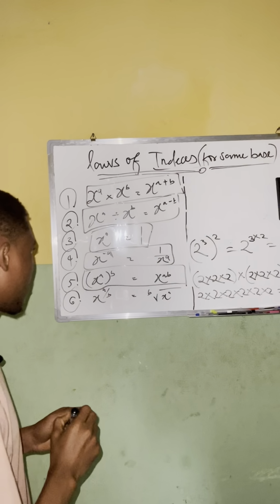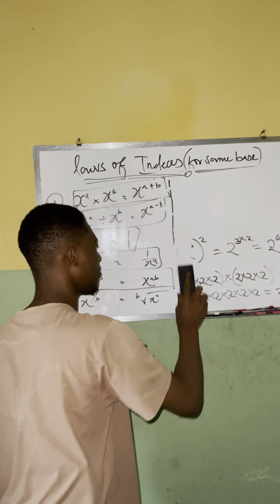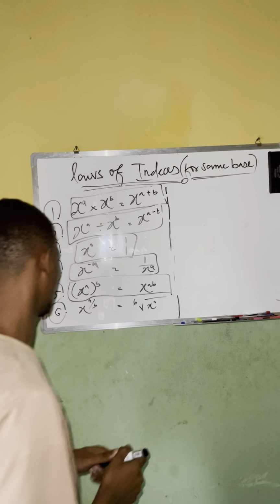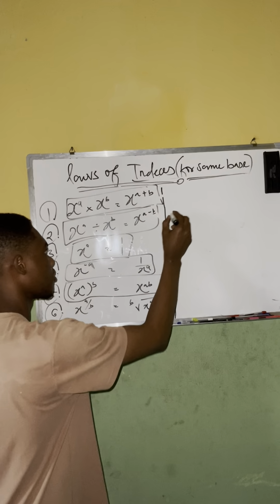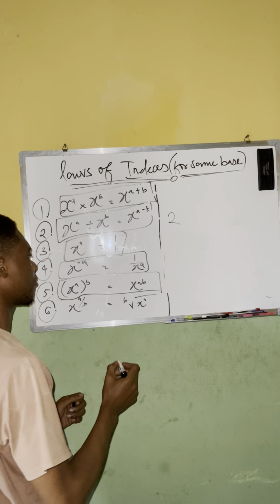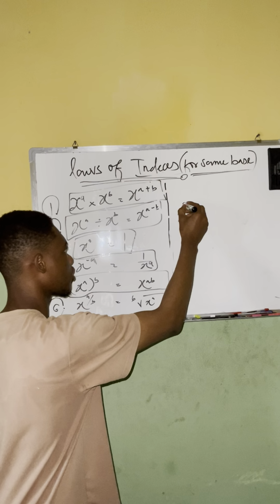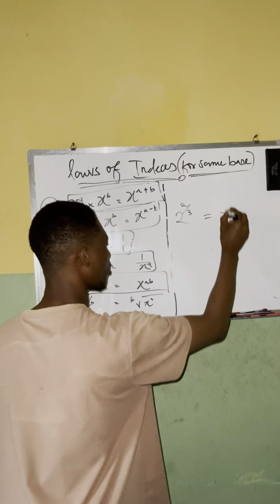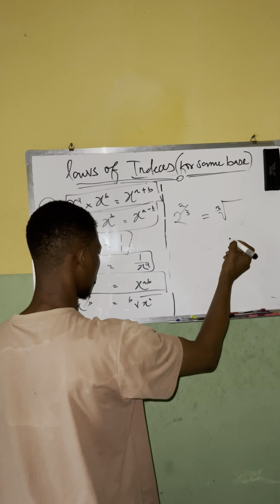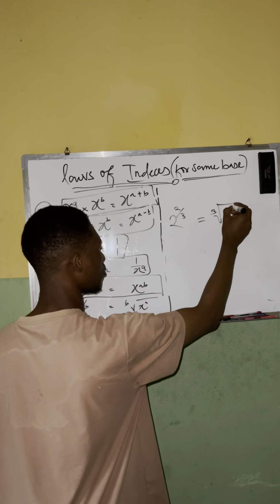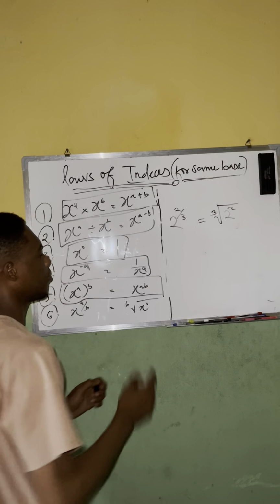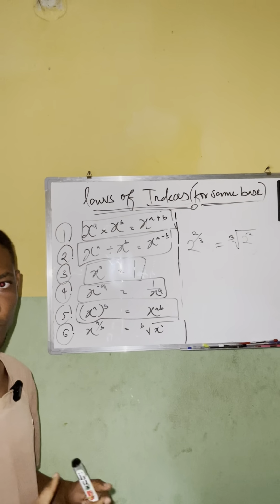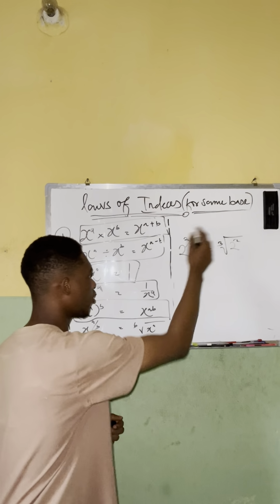For the sixth and final one, when you have 2 raised to the power, let's say a fraction 2 over 3, we are saying it's going to be equal to the third root of 2 raised to the power 2. Okay, before I explain this, I'm just going to explain the concept of square and square roots. So ignore this for a moment.